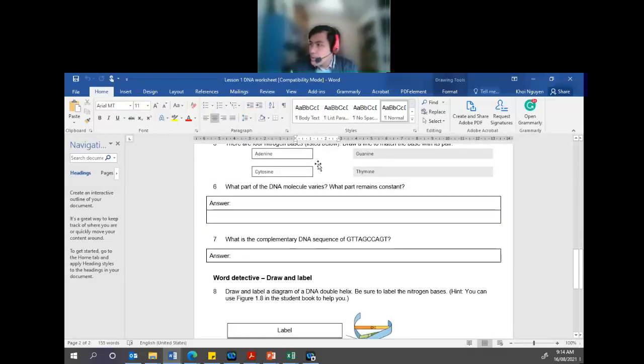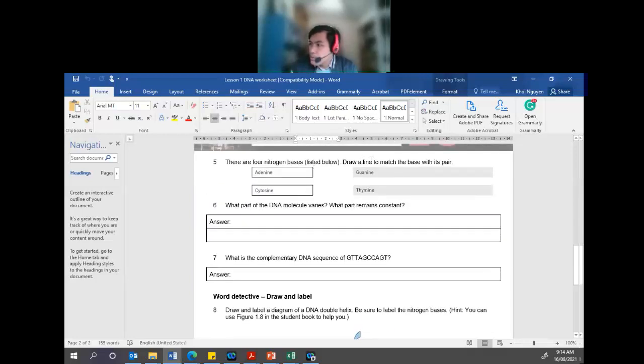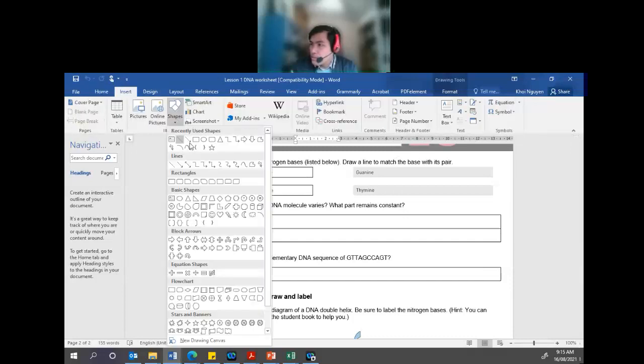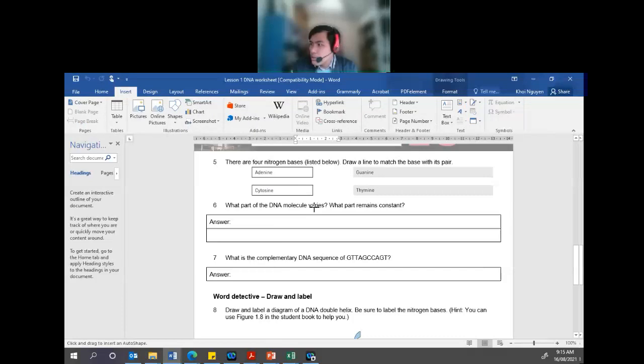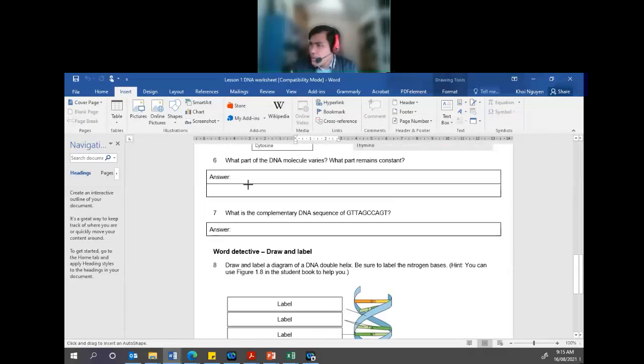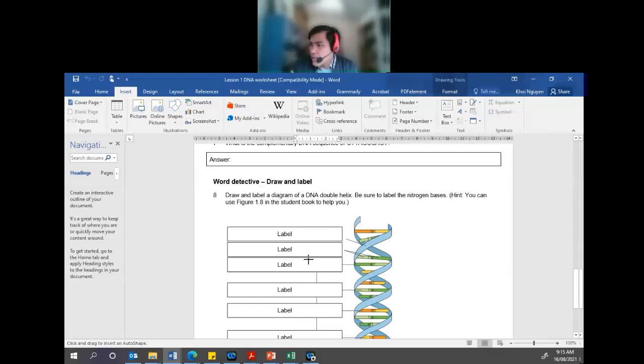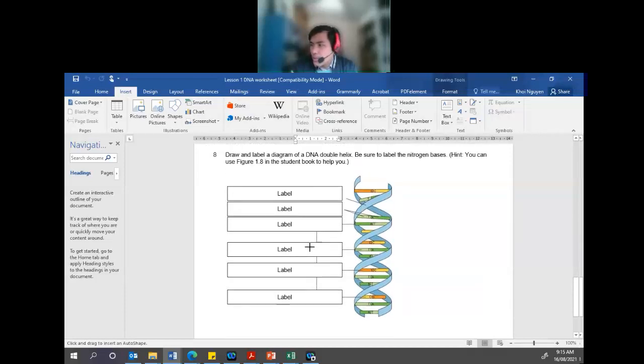For this one here, you have to match the base with the correct pair. So basically, just draw a line to match the pair together. What's next? A few more answers there, and then a few more labels that you have to do. You can see this one here. I think this picture is in the PowerPoint, so you can have a look at that and see how to label the question.